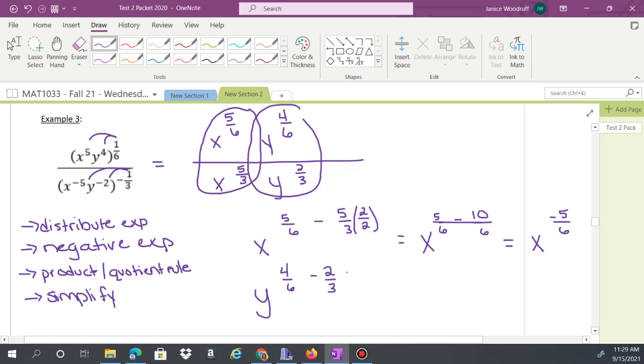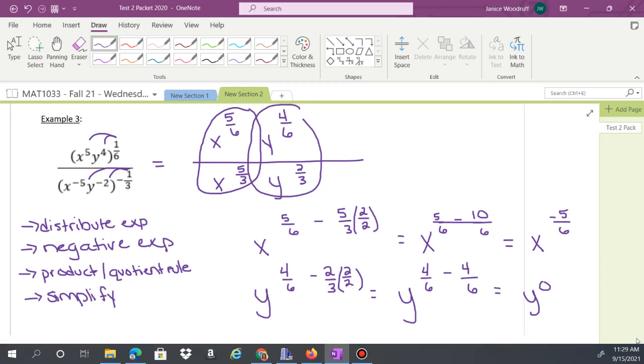So this I would multiply by 2 over 2, which gives us y to the 4/6 minus 2 times 2, 4, 3 times 2, 6, which gives us 0.